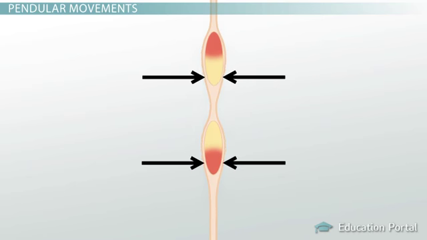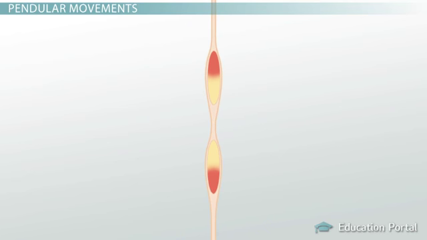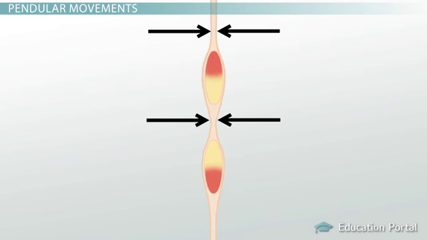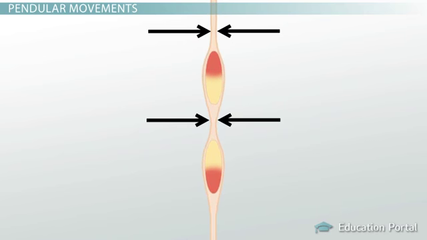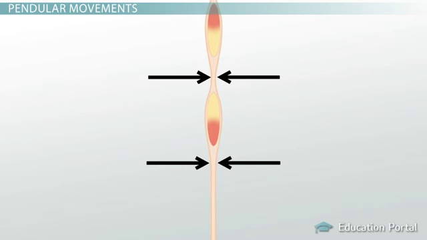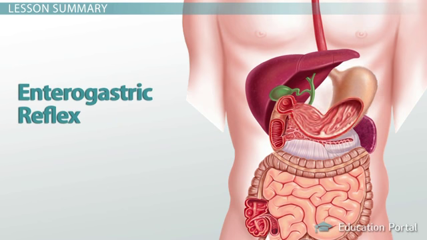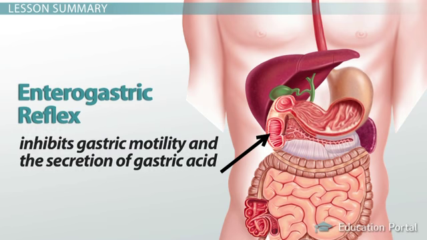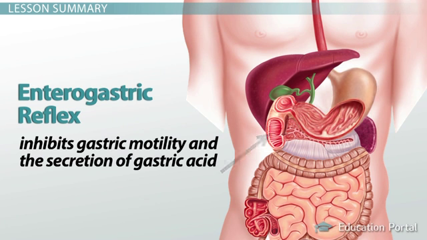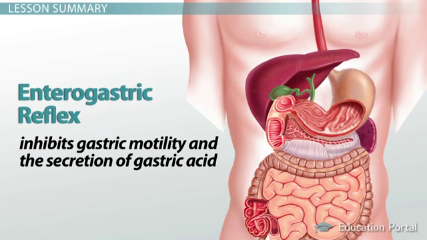So we see that segmentation involves the contraction of the circular muscles of the small intestine, and pendular movements involve the longitudinal muscles. These movements together help mix the chyme with digestive juices and expose the chyme to the wall of the small intestine, where special adaptations in the wall surface allow for maximum nutritional absorption. Let's review. The enterogastric reflex is triggered by the presence of acidic chyme in the small intestine. It is a reflex that inhibits gastric motility and the secretion of gastric acid, essentially putting the brakes on the emptying of the stomach, so digestion in the small intestine has time to catch up.